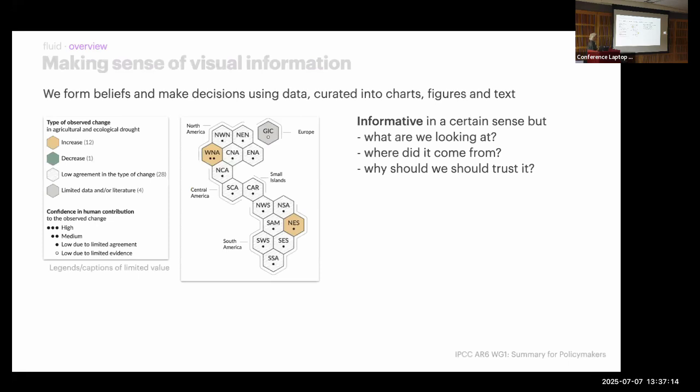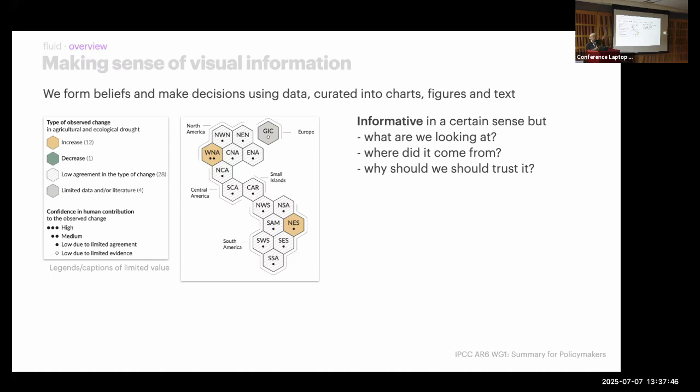Okay, so we form beliefs and make decisions about the world using data. And that data is being curated into charts, figures, and text by journalists and scientists. We heard a lot about the IPCC earlier. This is from Assessment Report 6, which Tamsin mentioned. This is Working Group 1, the working group that do the core science, if you like. And these are a couple of figures taken from the summary for policymakers.